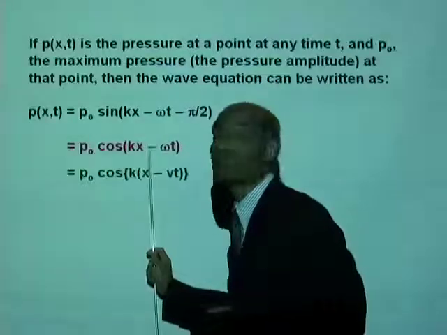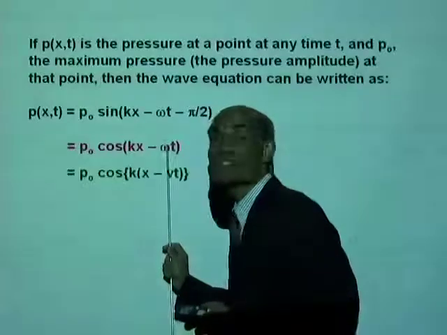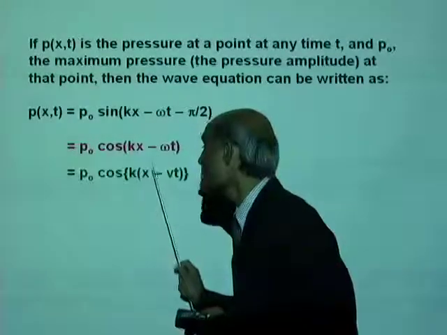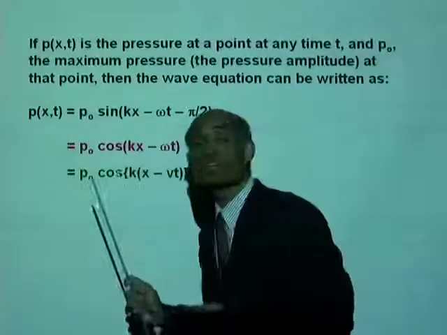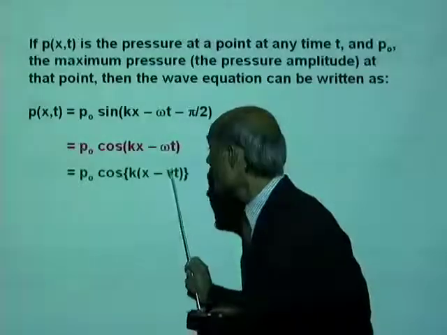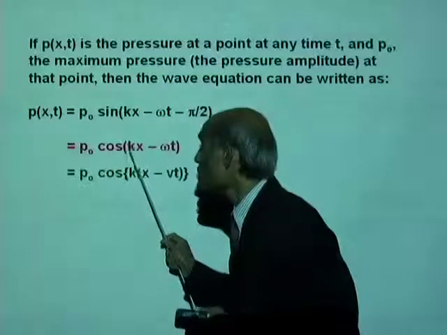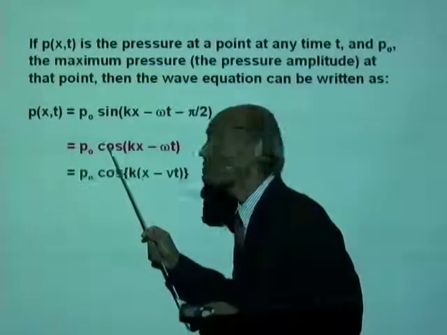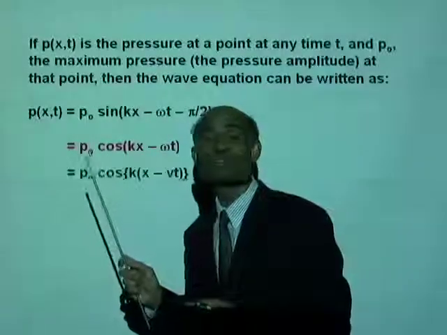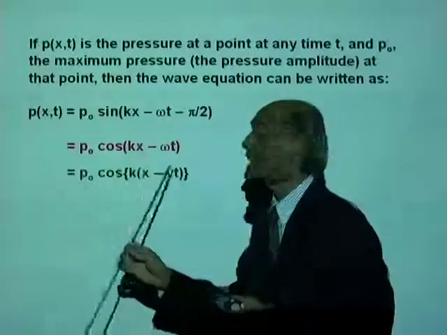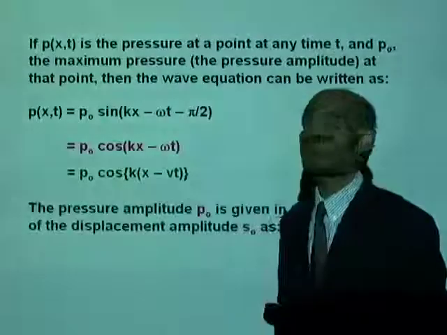And now you can see the same situation we have seen before. kx minus omega t is the same as k times x minus vt. You understand that? Where k is the wave number and v is the speed of the wave. Now in the equation p equal to p0 cos(kx minus omega t), omega is the angular frequency that is equal to 2 pi f. And you know that these two equations are the same. We have dealt with this several times before.